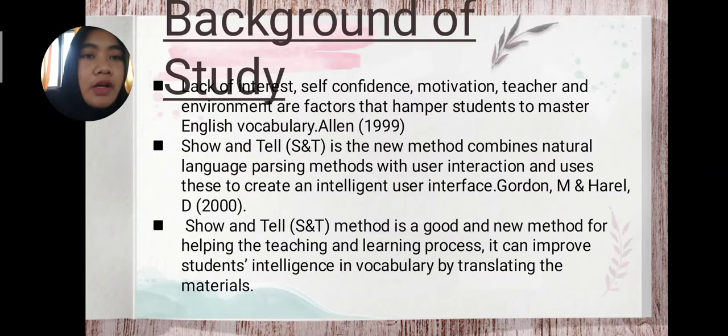Background of study. Lack of interest, self-confidence, motivation, teacher, and environment are factors that hamper students from mastering English vocabulary. Allen, 1999: Show and tell is a new method that combines a natural language parsing method with user interaction and uses this to create an intelligent user interface. Gordon M. and Harold D., 2000: Show and tell is a good and new method for helping the teaching and learning process. It can improve student intelligence in vocabulary by translating the material.